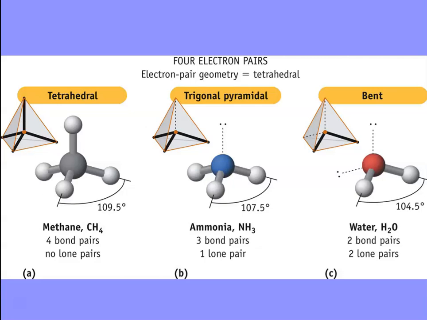and minimize those repulsions. With the bent molecule, you have two areas of lone electrons that are trying to minimize interacting with one another as well as with the hydrogen atoms, and they push the hydrogen atoms even closer together at a 104.5-degree angle.